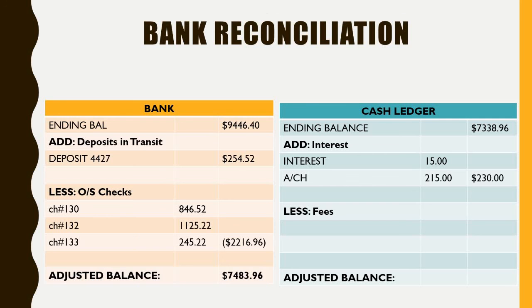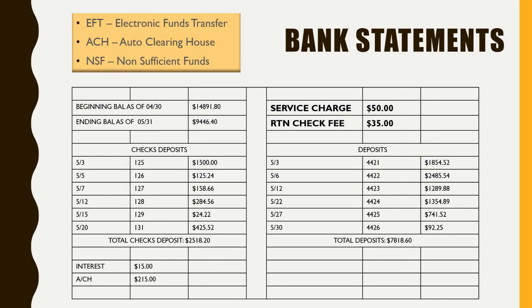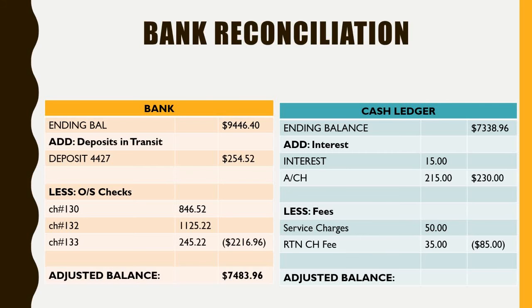And then now the second portion is to minus any fees. So in this case, what did the bank charge me? Well, the bank charged me a service charge of $50, and I had a return check fee. So I had some issues here. So in this case, I got charged $35 to return a check, and I also got charged $50 for the bank service charge. So in this case, I'm going to list it out here, and 50 plus 35 gives me a grand total of $85, and I'm going to subtract that from my amount.